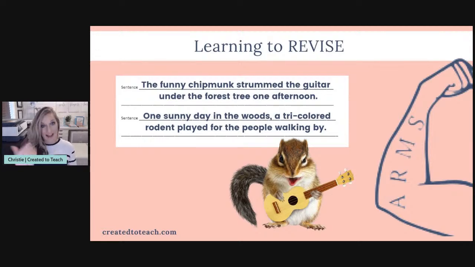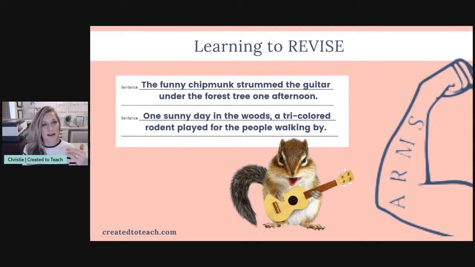That's the M in ARMS, move. We sometimes need to move things around to make it sound better. Okay. So it's incorporating all those skills kind of early on. So you're incorporating already editing, revising within this activity.